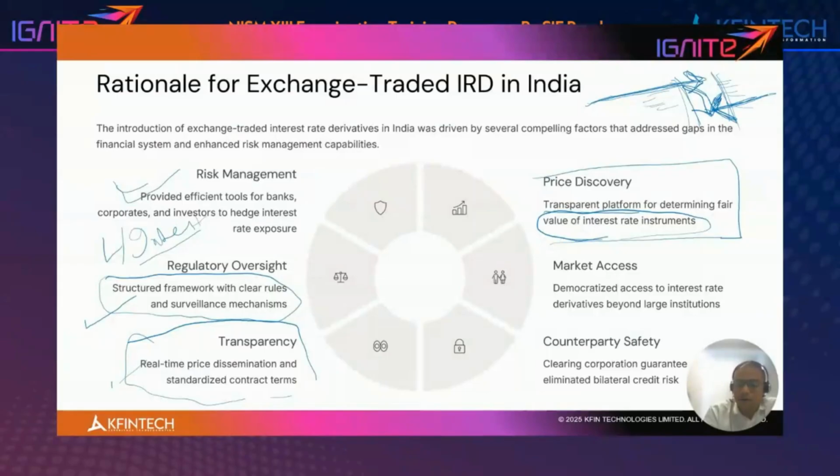Market access and counterparty safety, as we have discussed earlier. Counterparty safety, because there is a central clearing party, CCIL, the clearing corporation, which helps in clearing the obligations from either party. Hence the default risk is quite lower in an exchange traded instrument.